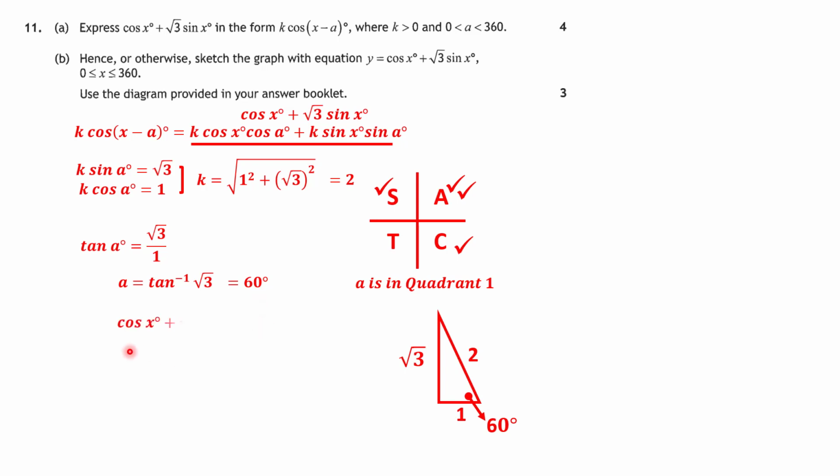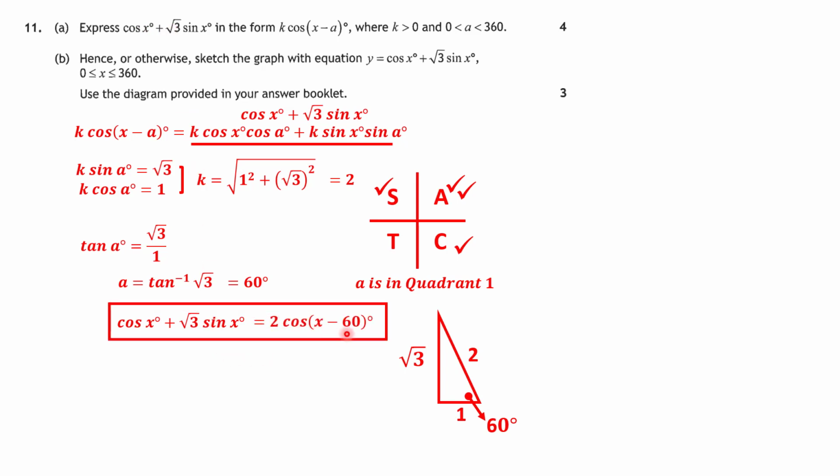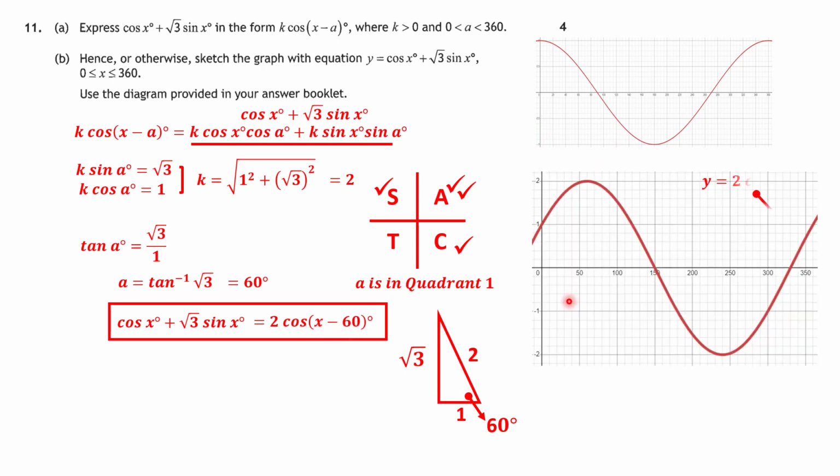So we can say that this original expression up here can be written in the form 2 cosine (x take away 60). It says, hence or otherwise sketch the graph and use the diagram provided in the answer booklet. Well, I don't have an answer booklet here, but this is what we do. We say there's a cosine graph. We have 2 times the cosine, so we're going to have a graph that goes up to not 1 but 2, and not down to -1 but -2, and it's going to be shifted by 60 degrees to the right. So it's going to look something like this.